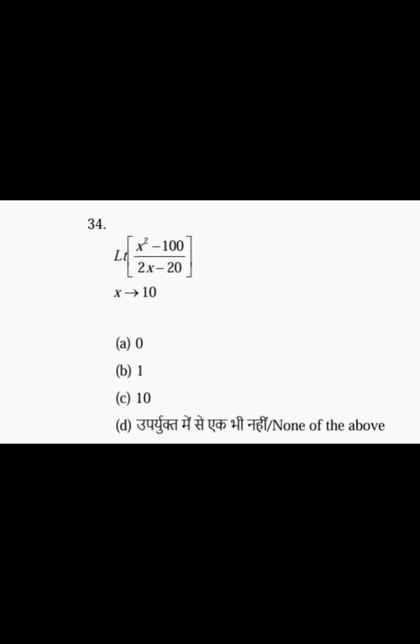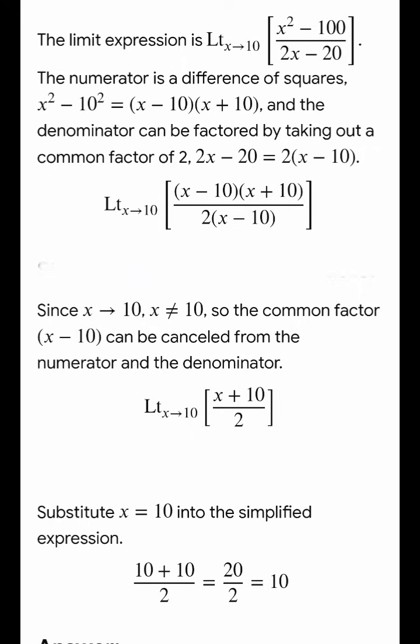The next question is the limit as x tends to 10, (x square minus 100) divided by (2x minus 20). Here we need to find the value of this limit. The numerator is a difference of squares, that is x square minus 10 square is equal to (x minus 10) into (x plus 10). So this can be rewritten like this. And also the denominator can be factored by taking out a common factor of 2. That is 2x minus 20 is equal to 2 into (x minus 10).